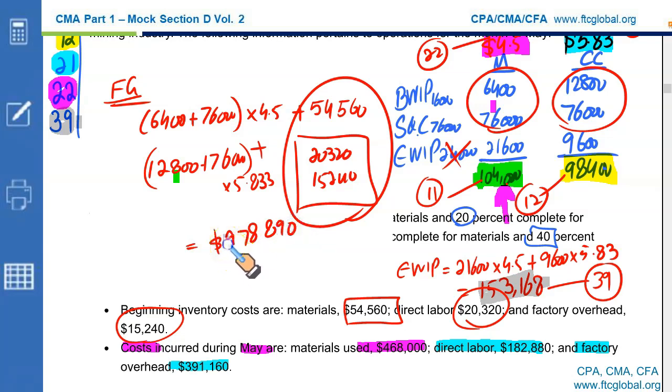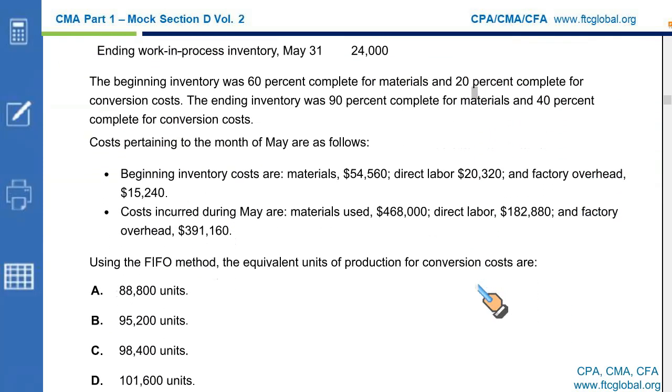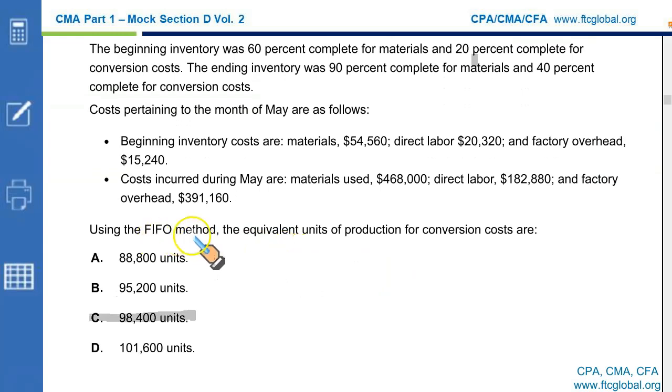So please note down these numbers. You will need them when we do the same question using the weighted average method. 978,890 under FIFO is the value of goods transferred to the next department under FIFO, and 153,168 is the cost of the ending work in process. So this is your question number 12, requiring you, using the FIFO method, to find the equivalent units of production for conversion cost. We have already done it. Question 12 was already done.